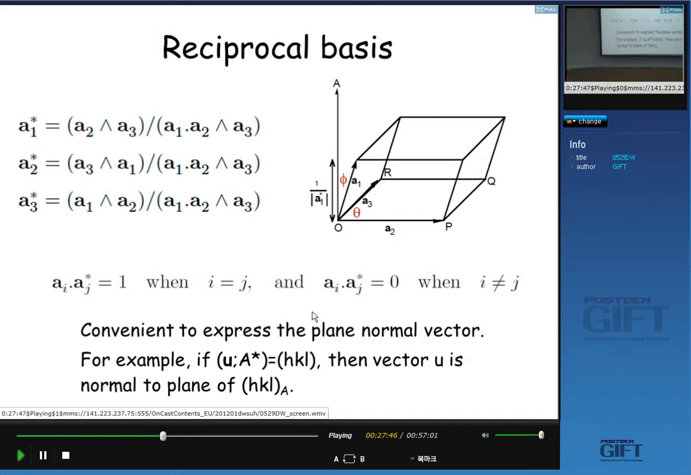So the direction of A1 star is perpendicular to this plane, and its magnitude is the reverse of this distance, right? The reverse of the distance between this plane and this plane, the reverse of the height of the unit cell.